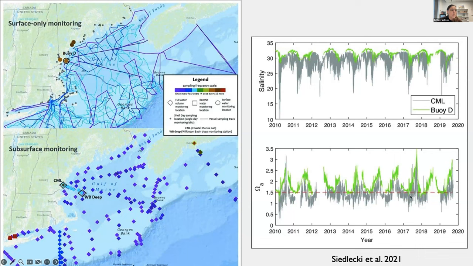So here we have aragonite saturation, and this 1.5 is really identifying a biological limit. And you can see there are differences in what the animals living closer to shore, near where I'm working, are probably exposed to: more corrosive conditions near shore than we would capture from monitoring even a bit offshore from the CML site.